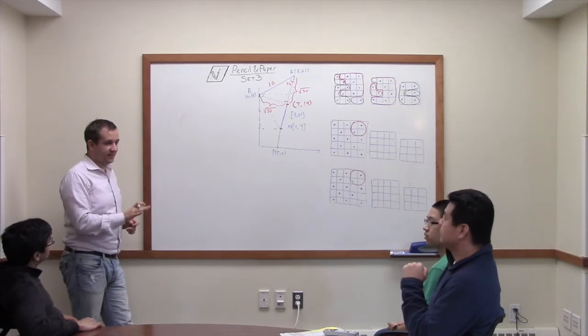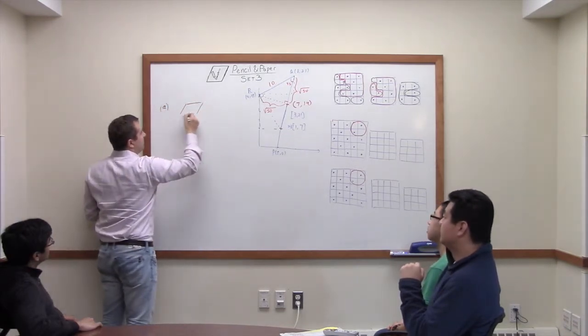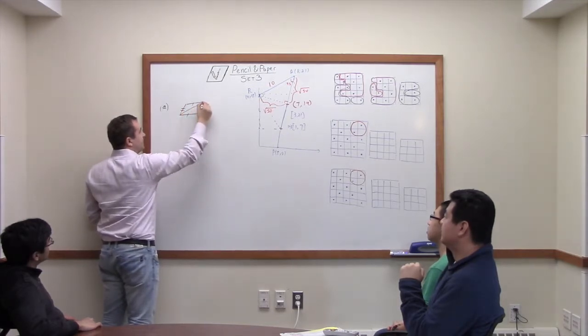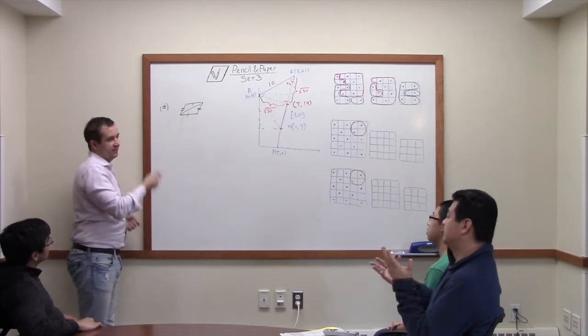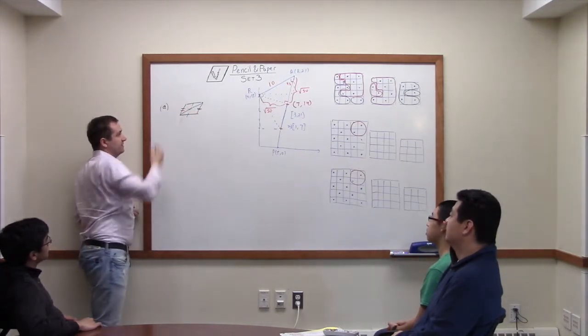So we started discussing number 3. In part A, opposite sides are congruent. I know the diagonal is common to these two triangles. Hence, they are congruent, hence I find that it's a parallelogram.